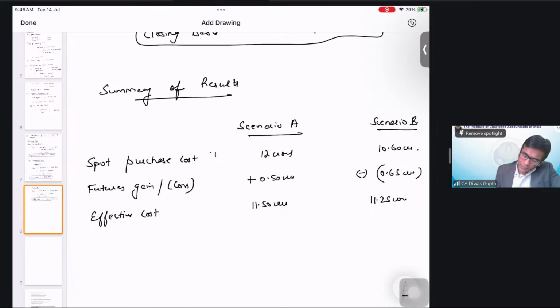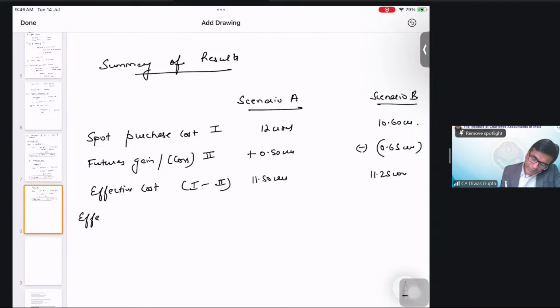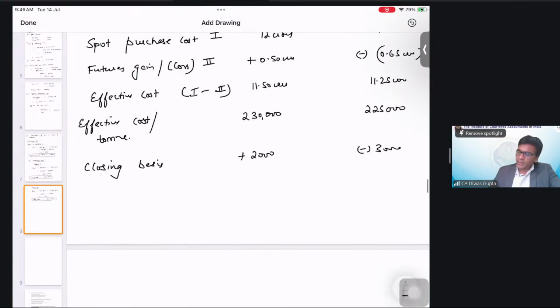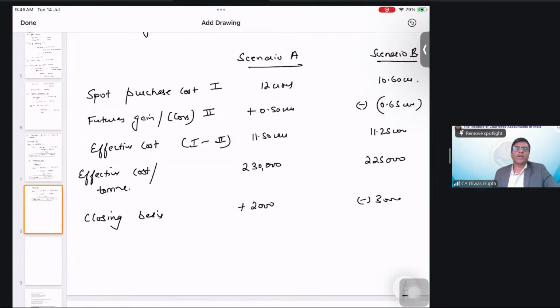So here this is 1 and this is 2. I hope this is clear. Okay, then effective cost per ton is 2,30,000 and 2,25,000. Closing basis was plus 2,000. Here it was minus 3,000, right? Now this is the overall summary, students, that we are talking about.